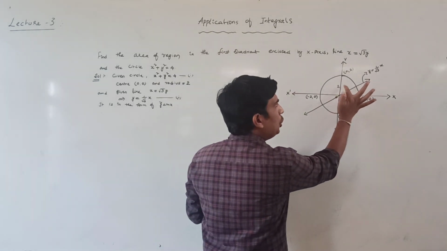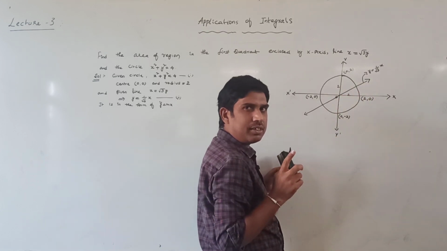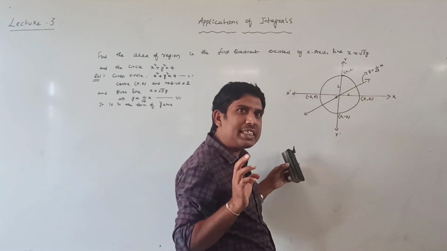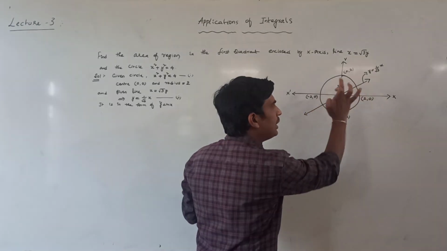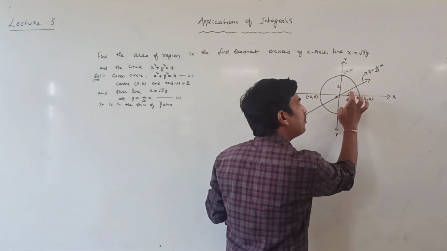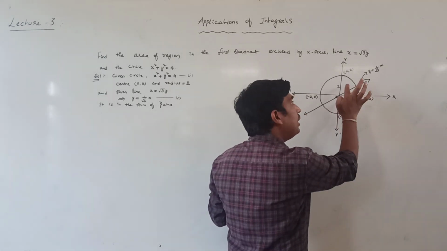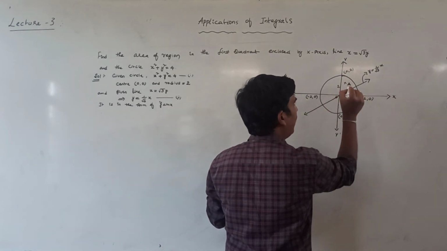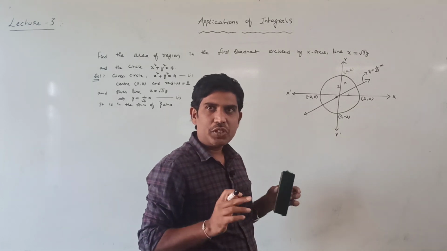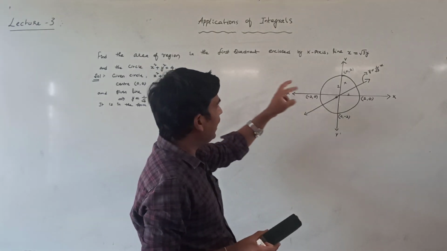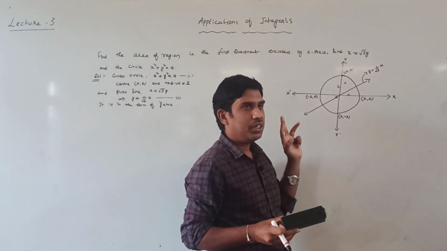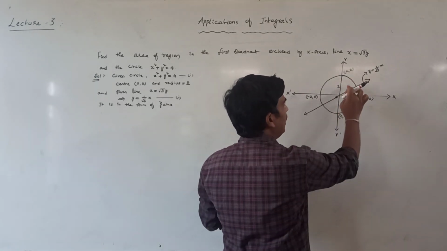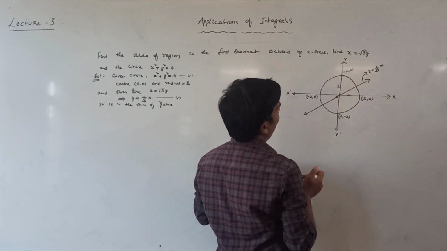In the first quadrant, 2 parts are there. Which part is enclosed with the x-axis, this one or this one? This one. Why? Because this part is enclosed with the x-axis, and this part is enclosed with the y-axis. So this part is not required. Understood? So find the area of the region in the first quadrant enclosed with the x-axis. This part is not needed, only this part we have to find out.